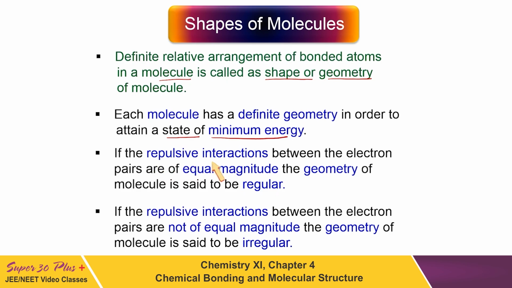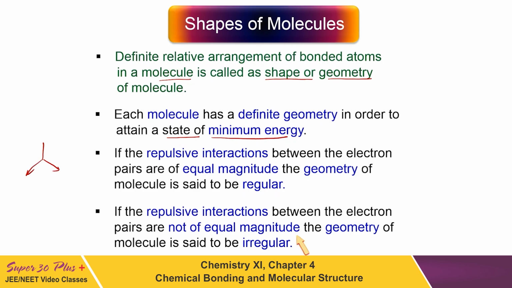There are repulsive interactions also between the electron pairs of one species and the electron pairs of another species. Alright, now if the repulsive interactions between the electron pairs are not of equal magnitude, if all the bonds are not of equal magnitude, what will happen? Now please try to understand this with this example.